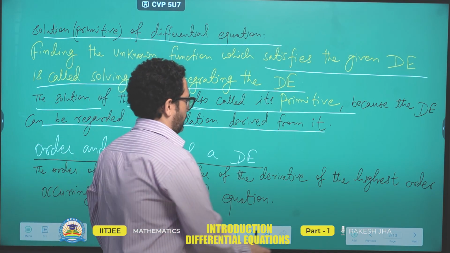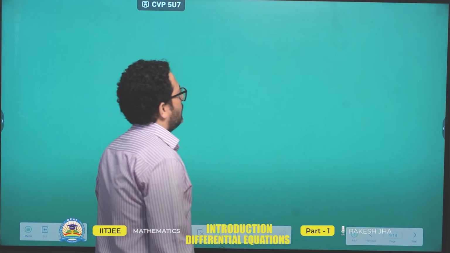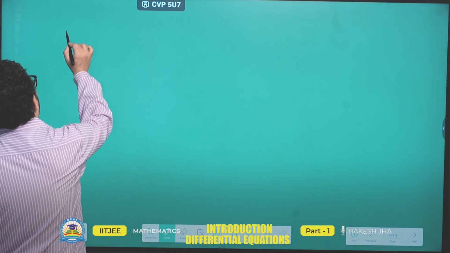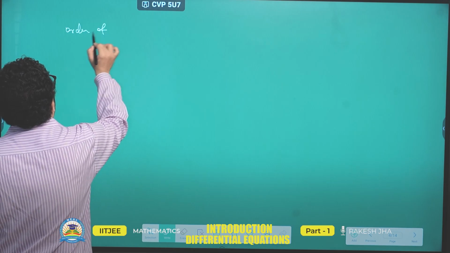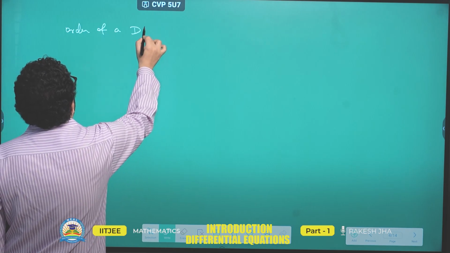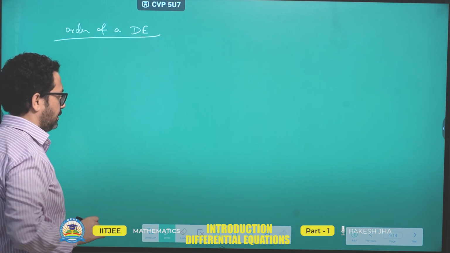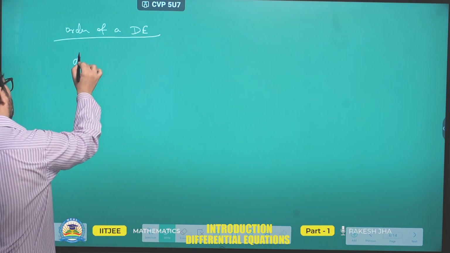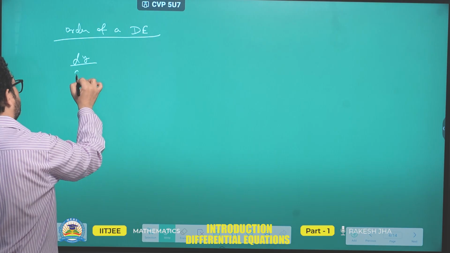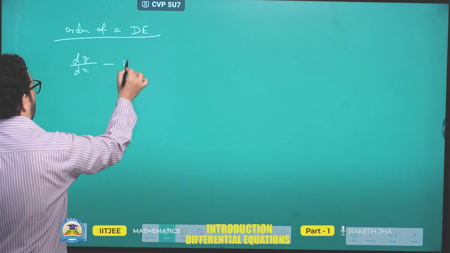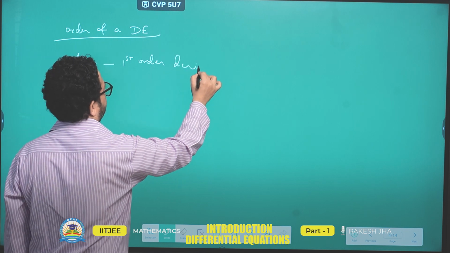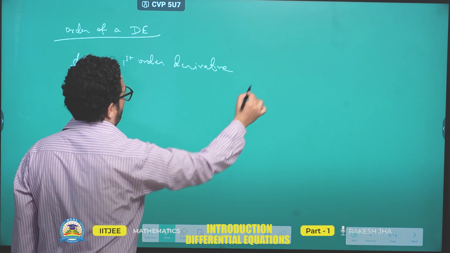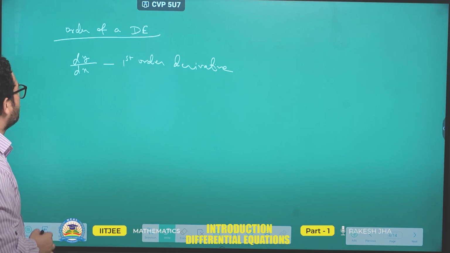So I will explain here. If I talk about the order of our differential equation, that I can denote with dE. Here we find dy upon dx. This is the first order derivative, because here we have to differentiate just one time.